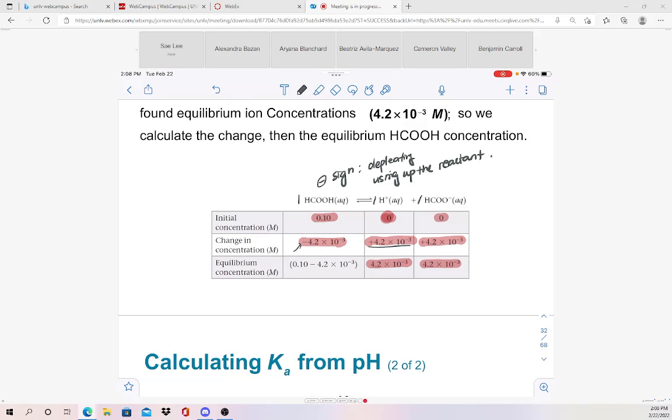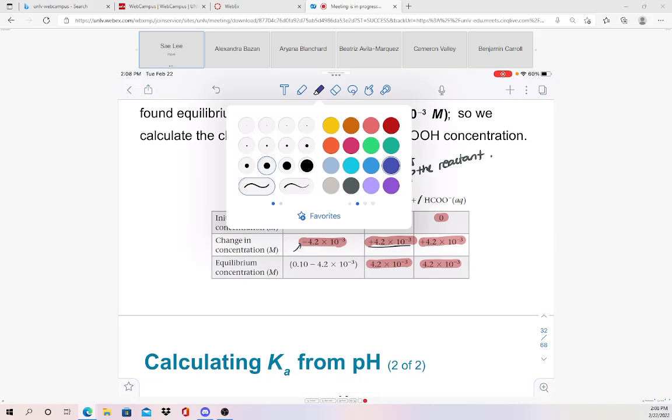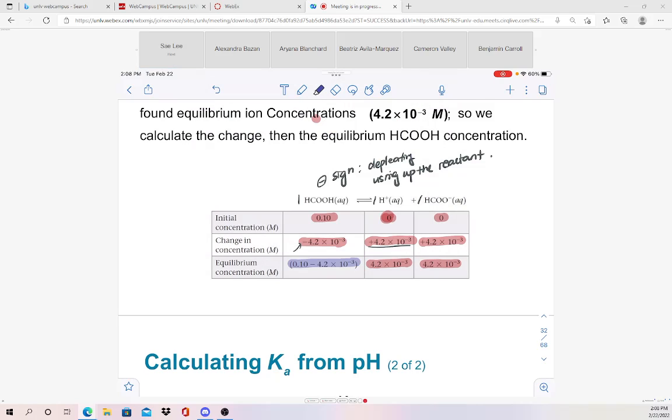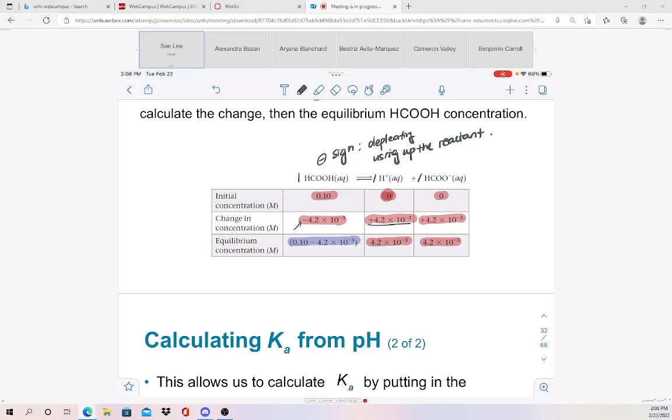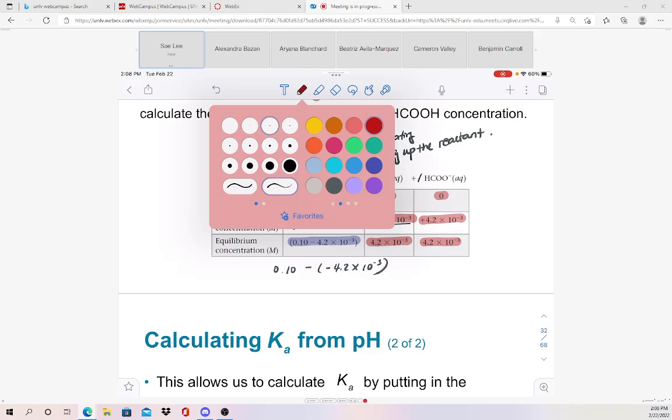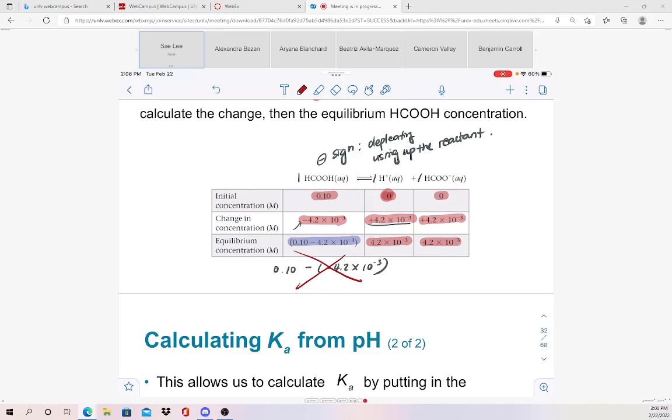Now if we take 0.10 minus 4.2 times 10 to negative 3, we get the equilibrium concentration of the reactant. A lot of people might do 0.10 minus 4.2 times 10 to negative 3 wrongly. This is incorrect. A lot of people did this in the exam, but this is incorrect. You are applying the change.